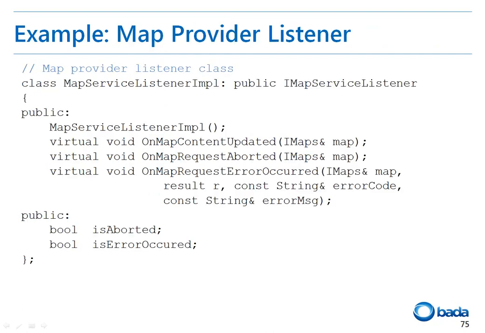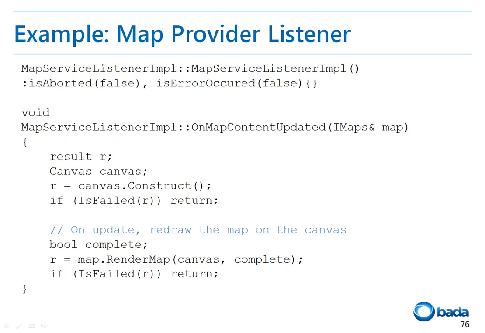The listener object used in the map class is the iMap service listener. The functions to be implemented in this object are onMapContent updated, onMapRequest aborted, and onMapRequest error occurred. Let's look at each of these functions in detail. The onMapContent updated function is the function that's called when the map is updated. In general, this function should redraw the updated map.